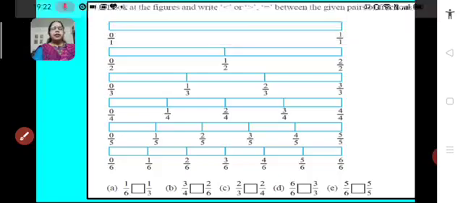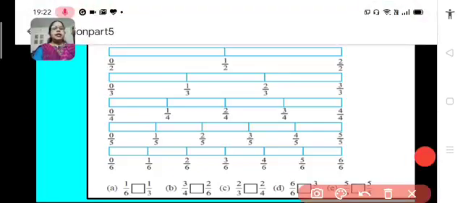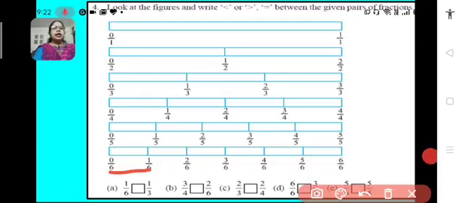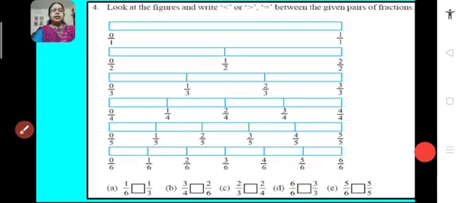Now let's compare the fractions looking at the figures. So we can see A, 1 upon 6 and 1 upon 3. So where is 1 upon 6? This is 1 upon 6 and 1 upon 3 is this one. So by looking at this, you can understand that 1 upon 3 is greater than 1 upon 6, because the numerators are the same, then we compare the denominators and the fraction with the lesser denominator is the greater one.